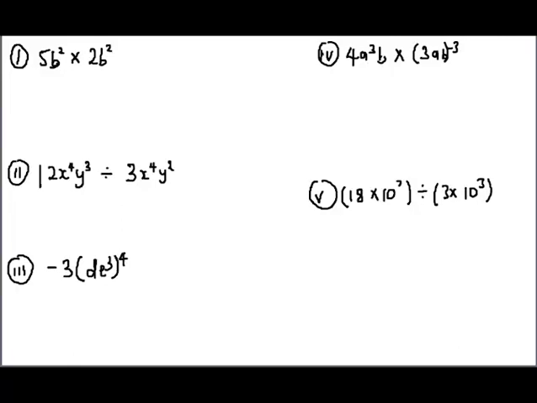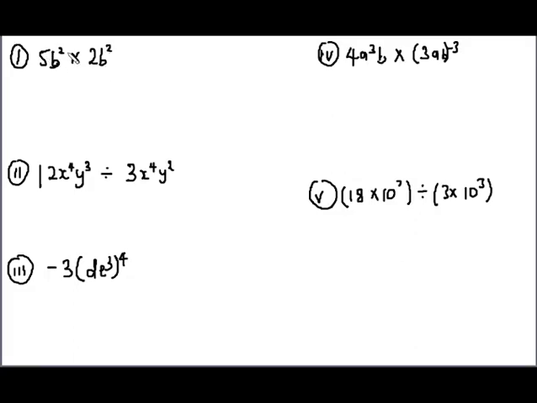In this video, we're going to talk about indices, and we're going to try to understand the concept by solving some examples under indices. So let's take our first problem here. We have 5b squared multiplying 2b squared.